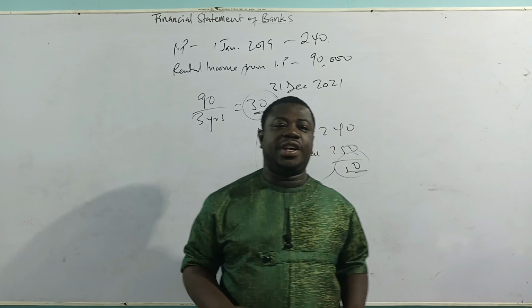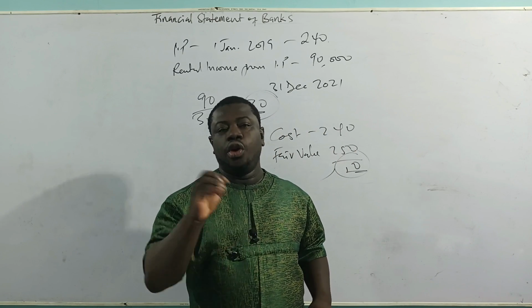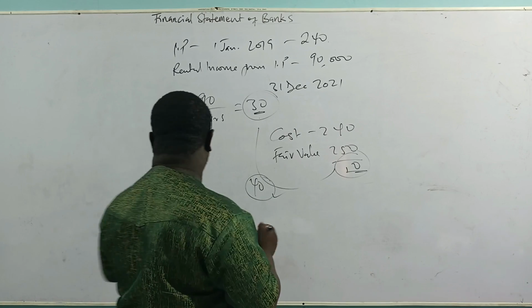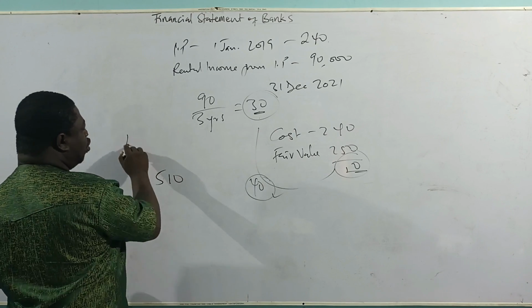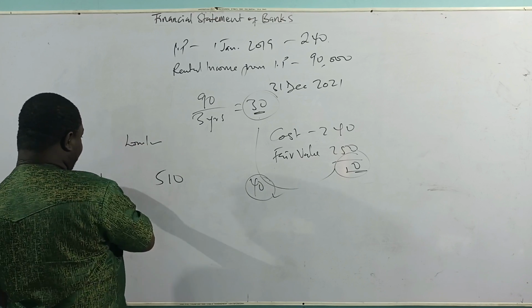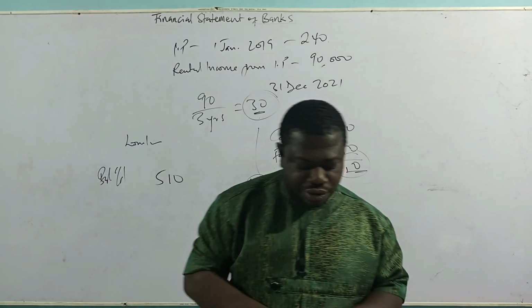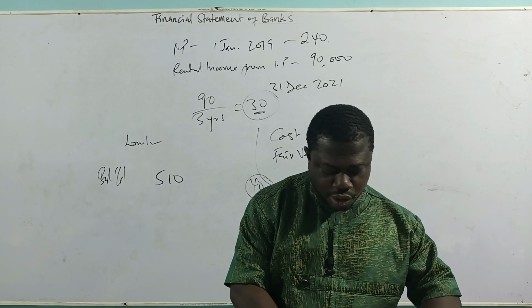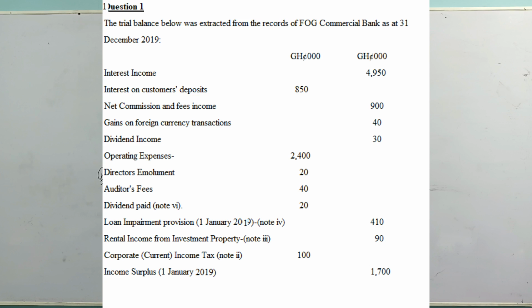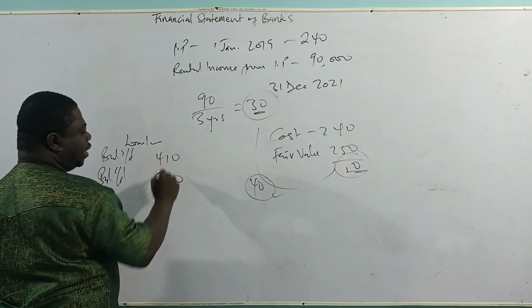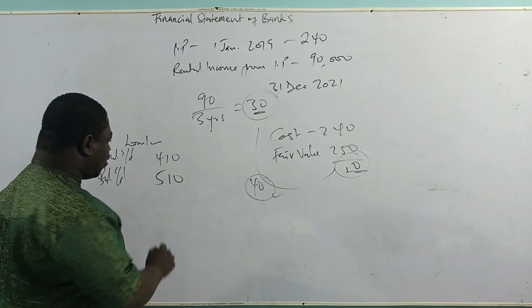Here it is more specific that impairment test on loan, and we are told that the provision for loan impairment for this year is 510. That is the loan impairment provision. So the closing balance for loan impairment provision is 510. Let's go to the trial balance and check the opening balance for loan impairment provision. Loan impairment provision as at 1st January 2019 is 410. That is on the credit side. So there was an opening balance of 410. And now there is a closing balance of 510.